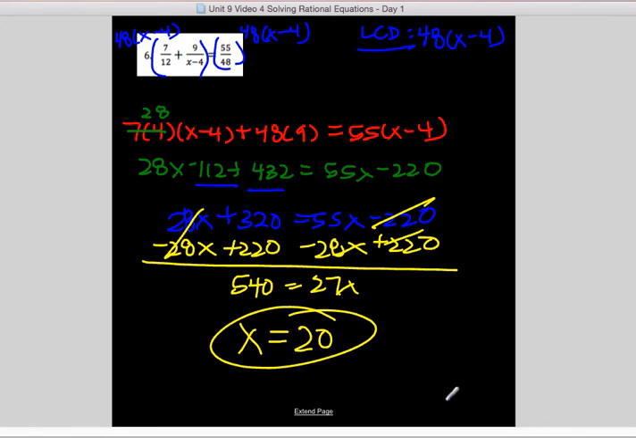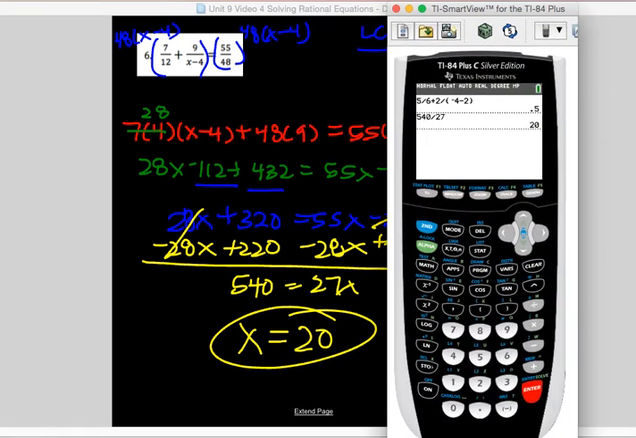Okay, let's do our check. Pull up our calculator. So I would have 7 over 12 plus 9 divided by parentheses 20 minus 4, which I guess you could figure out in your head if you wanted to. Enter. Okay, and then I'm going to put in a fraction. Math, frac, enter, 55 over 48. So it checks out.